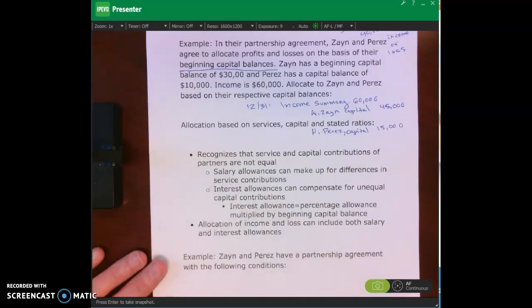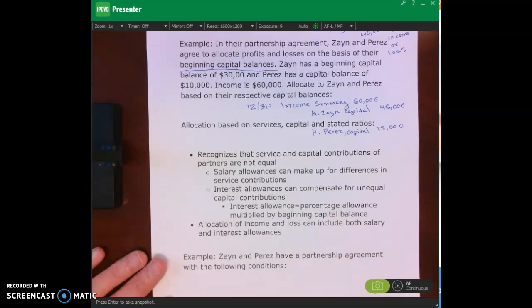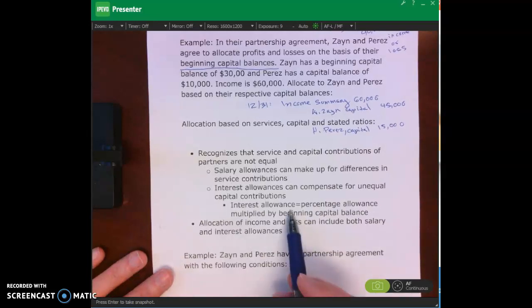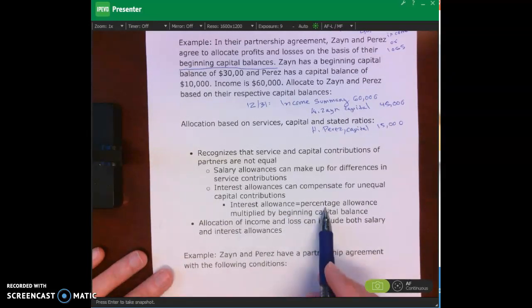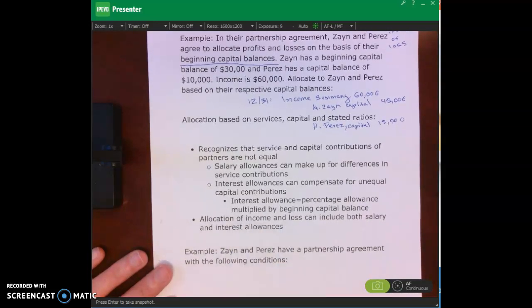You can say some salary allowances can make up for those differences in service contributions, how hard the partner is working within the partnership. That'd be the idea of service. Okay. We can also have interest allowances can compensate for unequal capital contributions, and the way we'd figure that out is our percentage allowances multiplied by the beginning capital. Okay. And so our allocation of share and loss can include both salary and interest allowances.